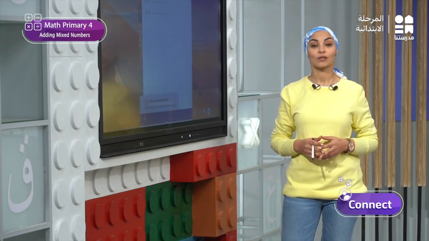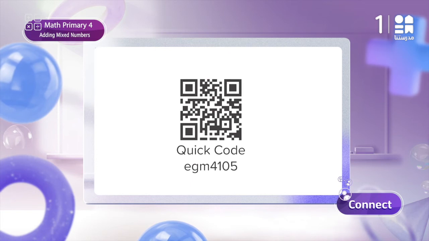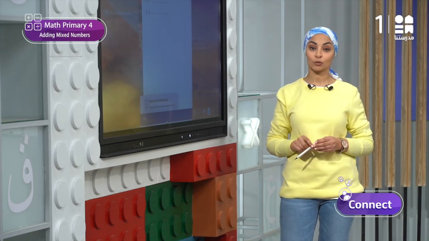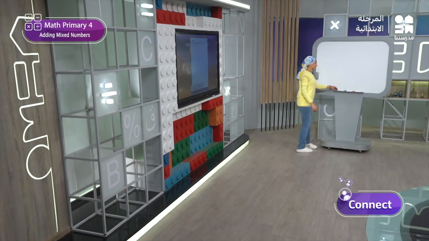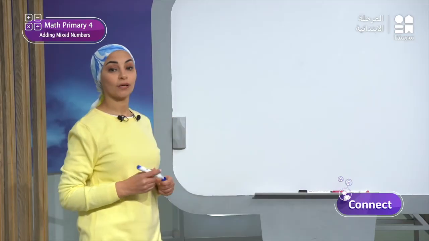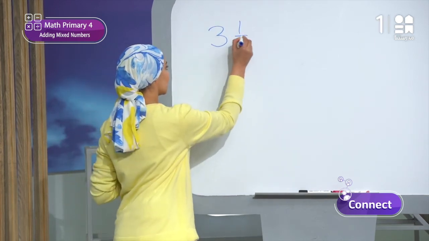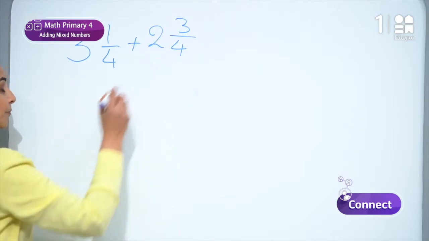Now we can move to the practice part and check your understanding, which you can access using the code that appears on the screen. And this connects ده هيوصلك للـ digital version. Now let's solve problem number 1 all together. And now in problem number 1, we have 3 and a quarter plus 2 and 3 quarters. Okay, 3 and a quarter plus 2 and 3 quarters.